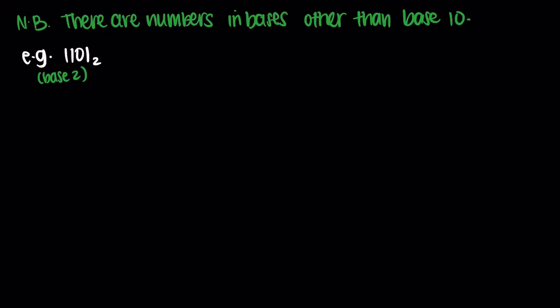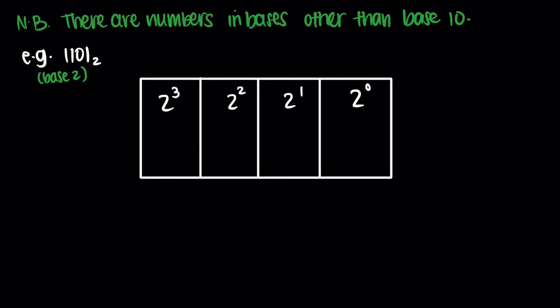And this would be 2 to the zero power, 2 to the first power, 2 to the second power, 2 to the third power, and align all of our 4 digits. 1, 1, 0, 1.